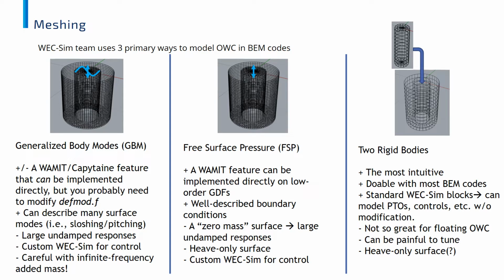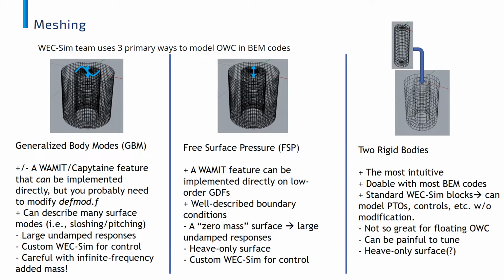when you're trying to interpret these boundary element method results. Looking at the other two, although they're not all available in open source methods, you can certainly use the generalized body mode in Capitaine, which is an open source boundary element method solver. If you were to do so in WAMIT, you need to modify a Fortran code and recompile it. Not quite as easy as doing some other things within the WEC-Sim workflow, but definitely possible. The generalized body mode can conceivably define many different surface modes, not just the up and down mode of the free surface relative to the surrounding body, but also sloshing and pitching.